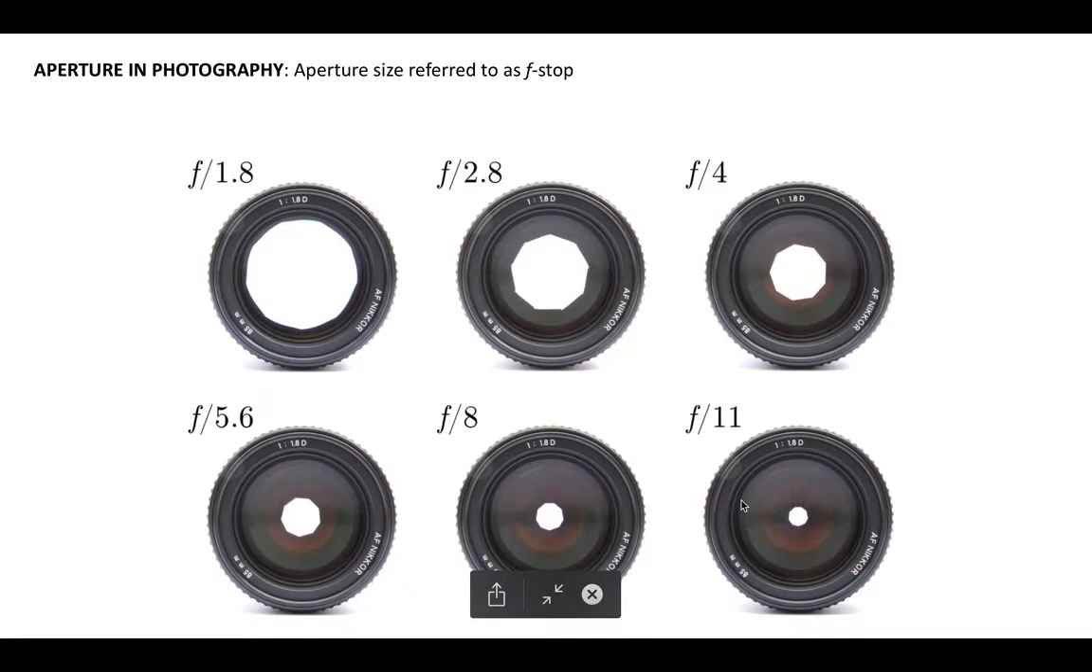Now, on the other side of the spectrum, you have numbers like f11 or f16 or f22. These higher numbers correspond with smaller holes, right? Letting in less light. Okay, so all that you really need to remember is that when it comes to f-stops, right, the smaller the number, the larger the aperture opening. The higher the number, the smaller the aperture opening, right?